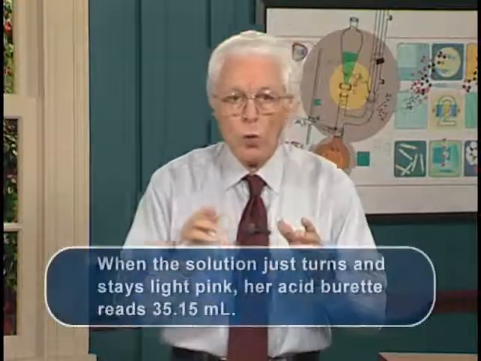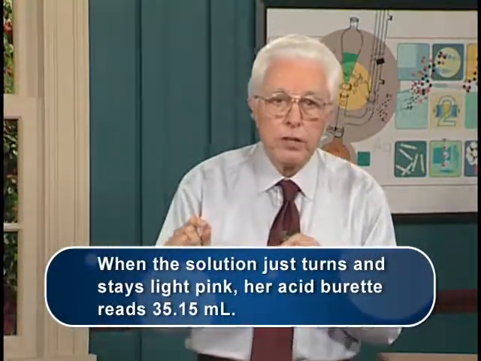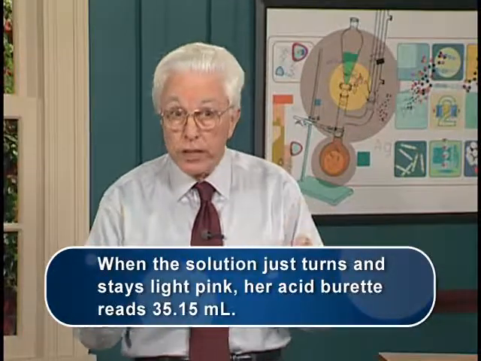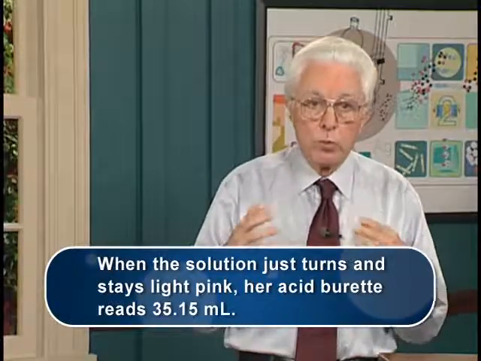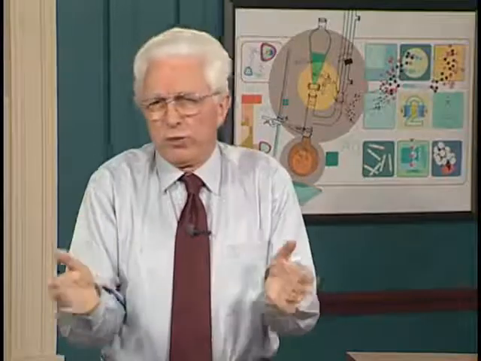10th sentence. When the solution just turns and stays light pink, her acid burette reads 35.15 milliliters. So she has evidently now reached the equivalence point for the titration. Normally we get to this point by adding base until we get the light pink color. But since she overshot the endpoint, she has actually arrived at the correct endpoint by adding a little more acid. Is this okay? Why not? There's nothing that says you have to arrive at the equivalence point by adding any particular substance. The equivalence point is the equivalence point. It doesn't really matter how you get there.